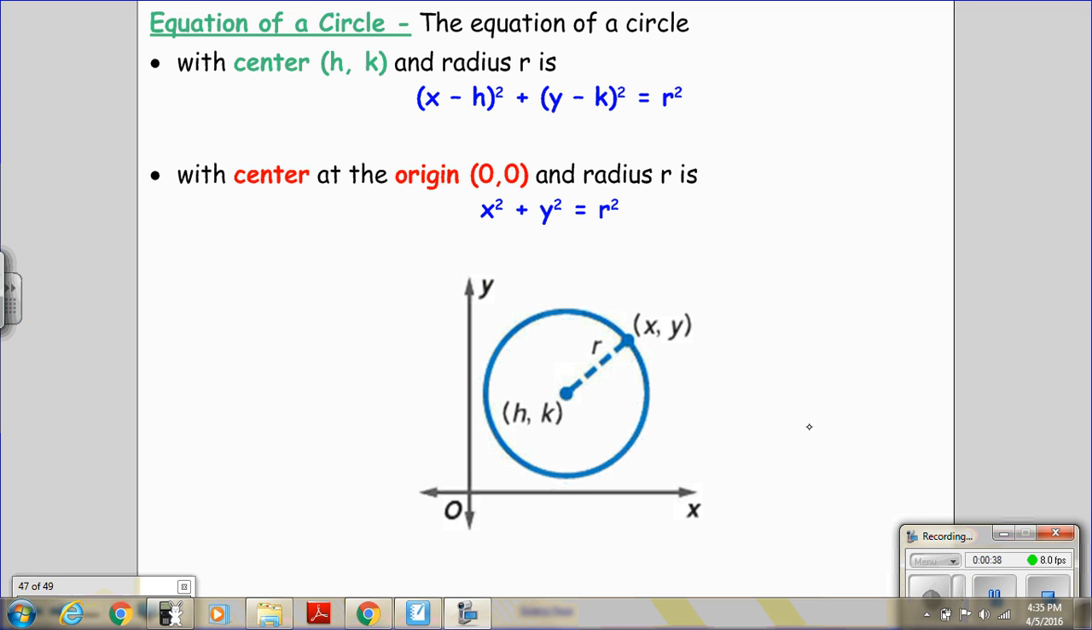If the center is at the origin, which is (0, 0), and the radius is still r, the equation can be simplified to simply say x squared plus y squared equals r squared.